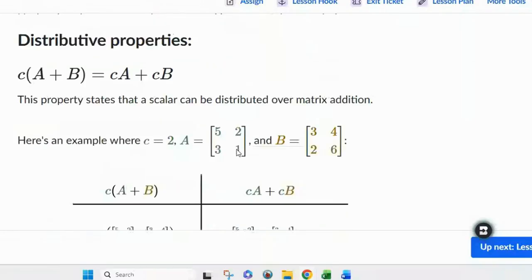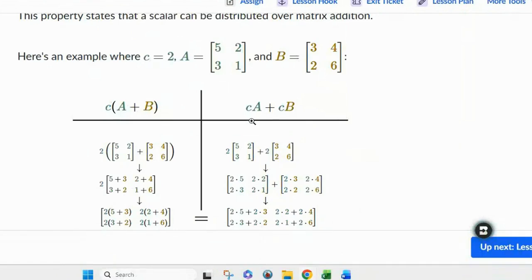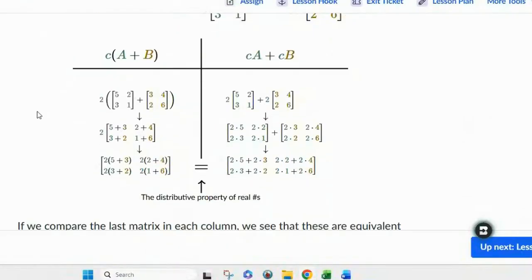All right, distributive property, which we've used in algebra a lot over the years. We just haven't done it with matrices. If we have a scalar and 2 matrices, we're going to have the scalar times those 2 added together. We can add them together first: 5 plus 3, 2 plus 4, 3 plus 2, 1 plus 6. And then multiply it times 2.